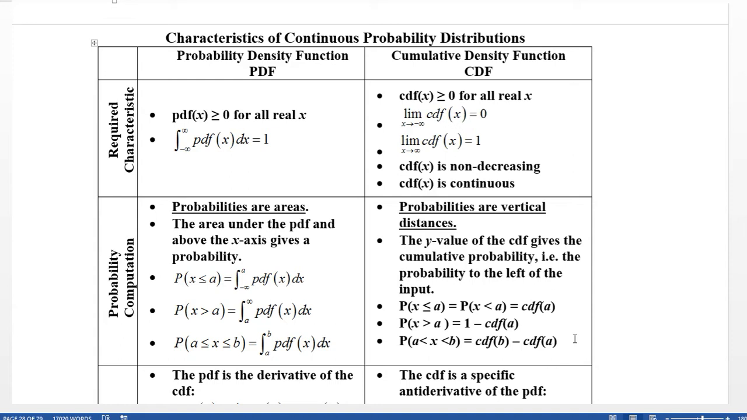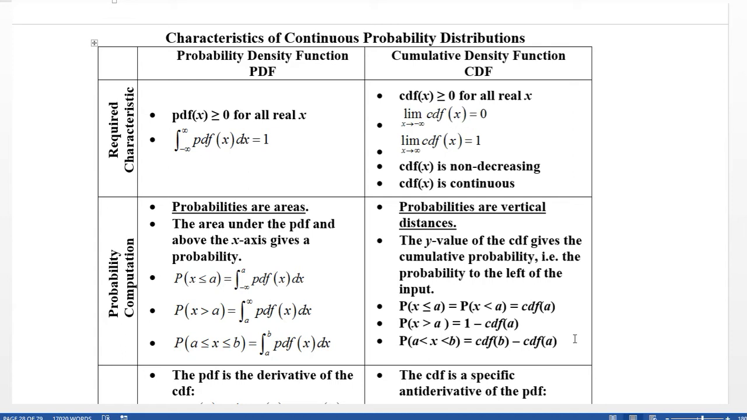So on the PDF, probabilities are areas on that graph. Okay, so the x's or inputs are values of the random variable, the thing that we're measuring, whatever it might be. It could be lots and lots of things. But areas then are probabilities, not y values, but areas. So specifically the area under the PDF curve and above the x-axis gives a probability.